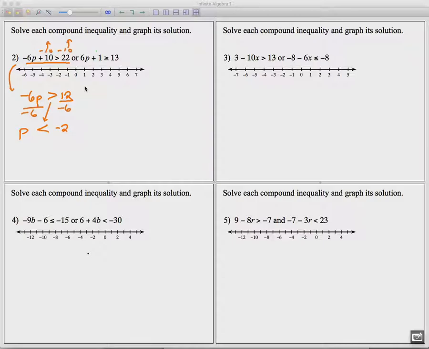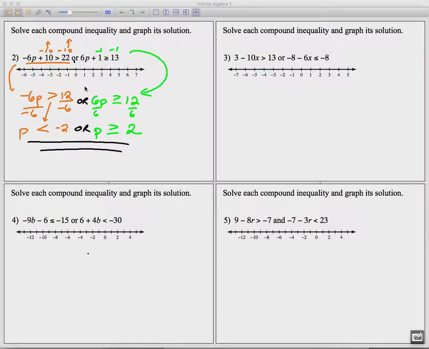The next one, I would subtract 1, giving me 6p is greater than or equal to 12. Divide by a positive 6, and I get p is greater than or equal to 2. The entire time, the or stays with the inequalities.